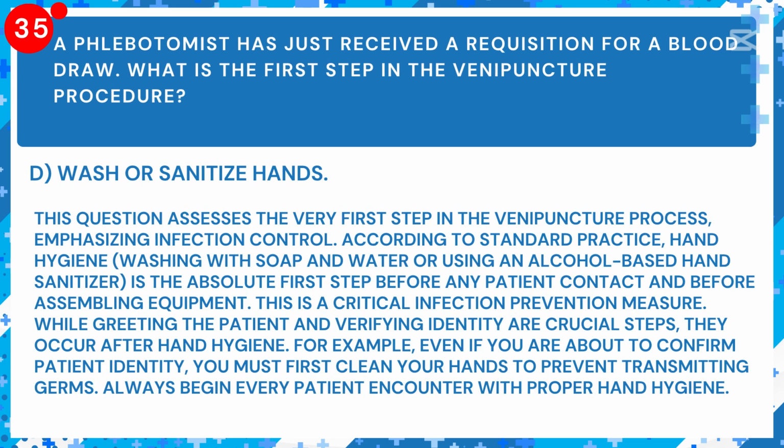Answer: D. Wash or sanitize hands. Explanation: this question assesses the very first step in the venipuncture process, emphasizing infection control. According to standard practice, hand hygiene, washing with soap and water or using an alcohol-based hand sanitizer, is the absolute first step before any patient contact and before assembling equipment. This is a critical infection prevention measure.